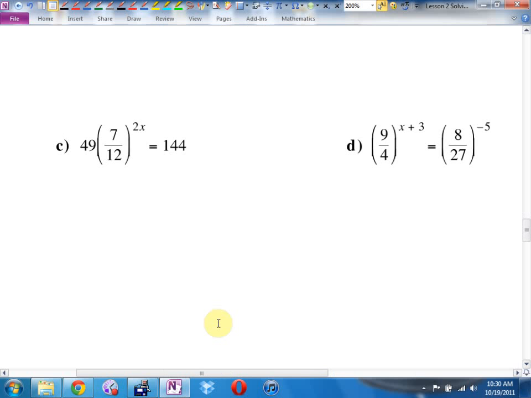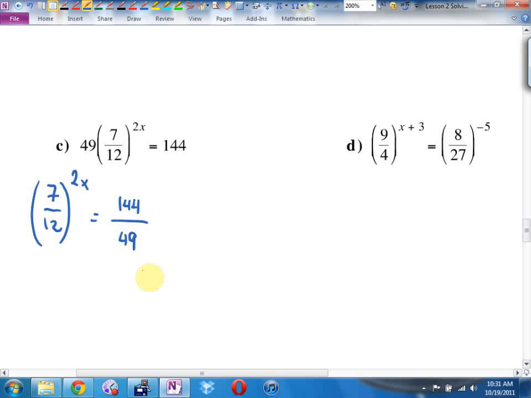And 4D is also very, very similar. Okay. Is this exponent on the 49? Then let's move the 49 over. I'm going to do this first thing. I'm going to write this as 7 over 12 to the 2x equals 144 over 49. What do I want to write this as?